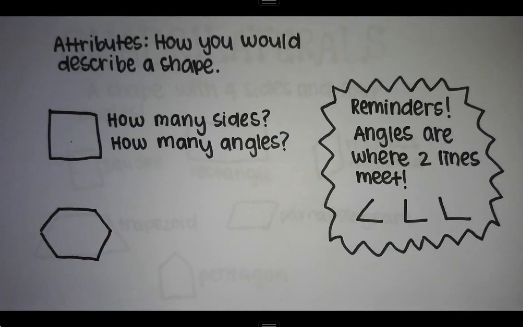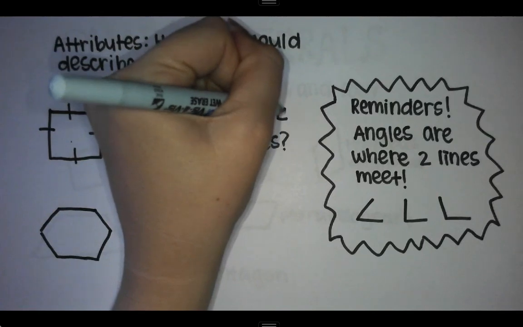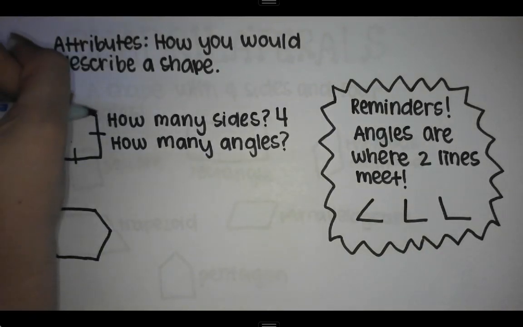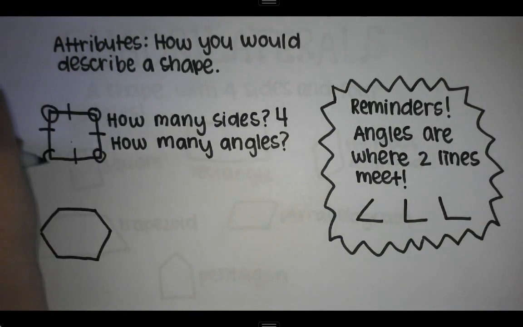Now, the next thing I want to talk about is this word attributes. Now, attributes are just the ways that you would describe a shape. So let's look at this first one. So my first question that I'm going to ask myself is how many sides? So I'm going to count. I have 1, 2, 3, 4 sides. So I have 4 sides. Now, how many angles? Now remember, angles are where 2 lines meet. So if I'm circling my angles, I have 1, 2, 3, 4. So it has 4.